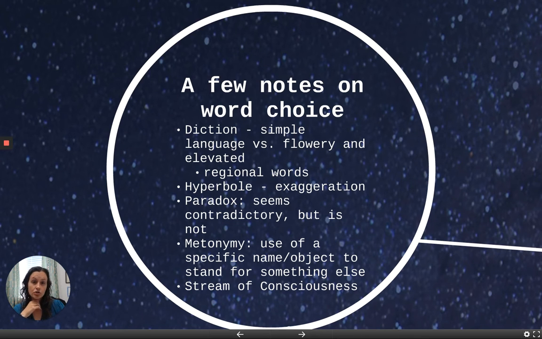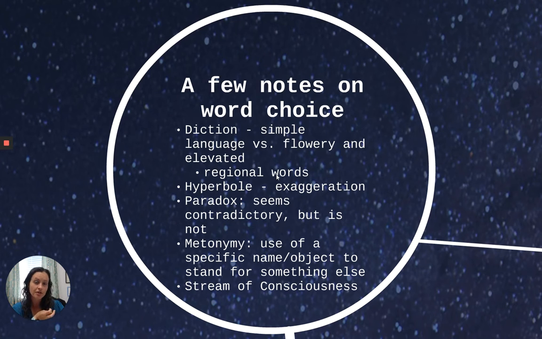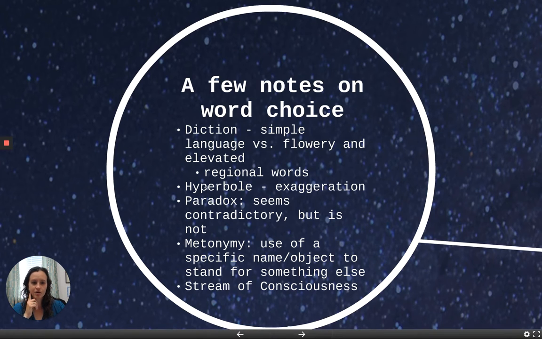Also, the use of regional words. So if you see things like y'all, that's probably Southern. That's definitely more Texas, Southwest. So that also contributes to writer's style and to word choice.